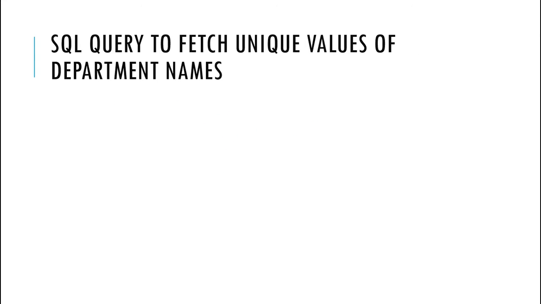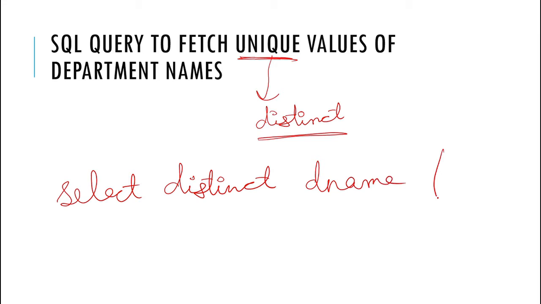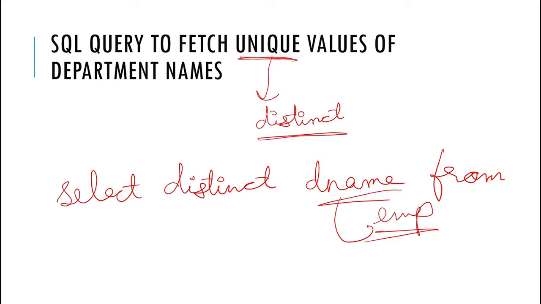SQL query to fetch unique values of department name. Whenever unique is there, this means distinct, all the values should be distinct. So distinct is a keyword that we will use. So select distinct, it will select all the distinct department name from employee. So this is the query. Employee is the table name and department name is the column in this table, and we want all the unique department names.